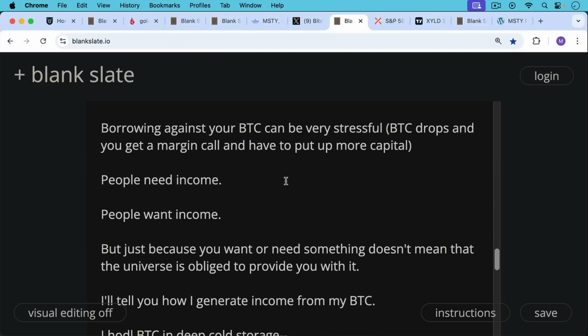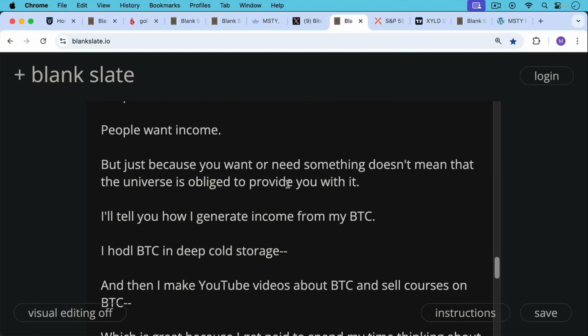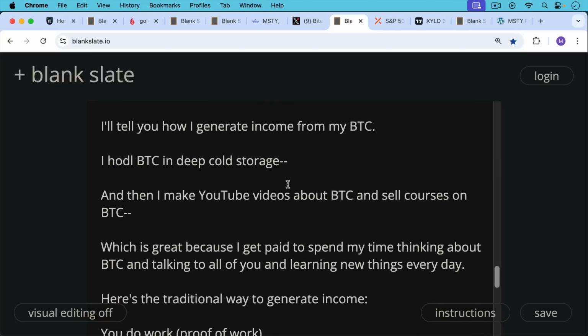But just because you want or need something doesn't mean that the universe is obliged to provide you with it, and especially to provide you with it from some Wall Street product. All of Wall Street products are basically garbage over time. I'll tell you how I generate income from my Bitcoin. I hodl my BTC in deep cold storage using multisig, and then I make YouTube videos about BTC, and I sell courses on Bitcoin, which is great because I get paid to spend my time thinking about BTC and talking to all of you, talking to smart people, and learning new things every day.